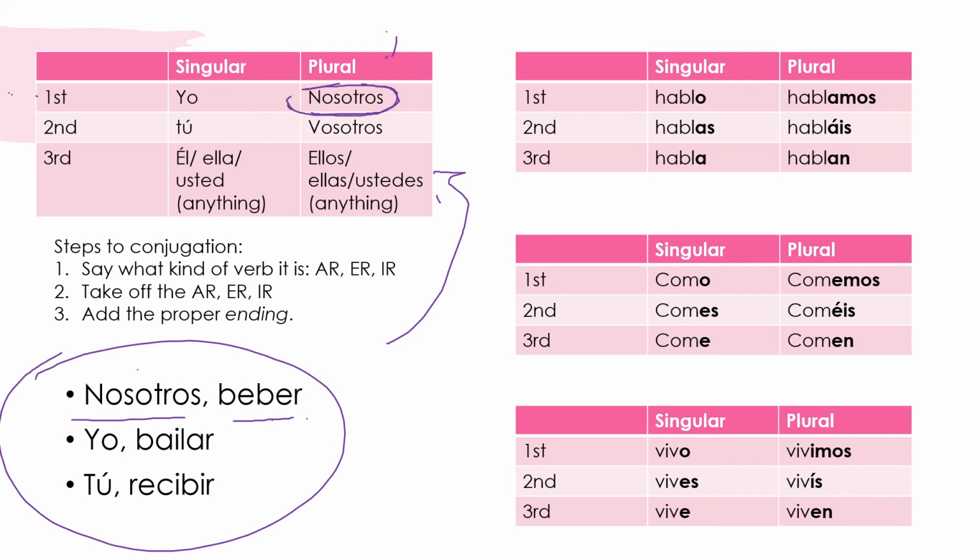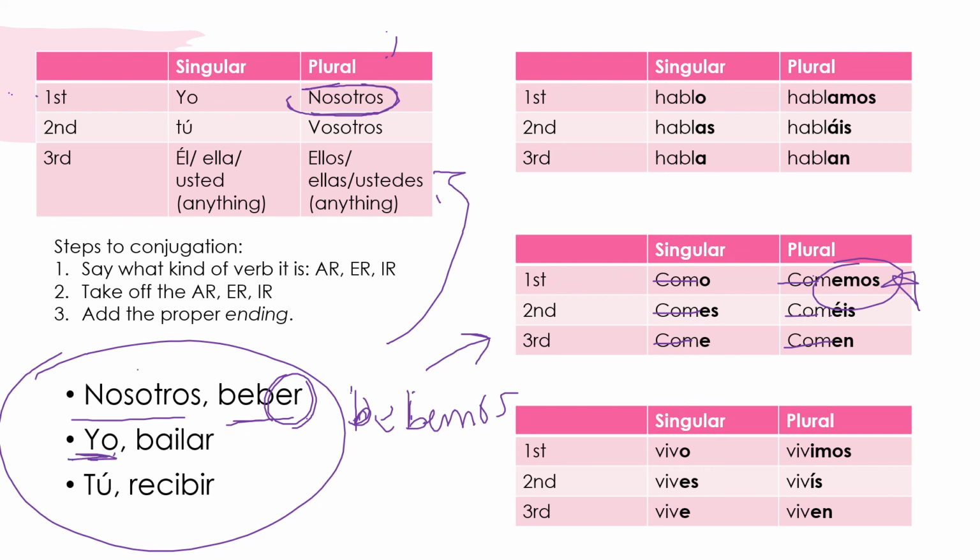Now, what kind of verb is it? It's an ER verb, so I want to go to my ER endings. Now, this is a different verb altogether. However, the endings stay the same. All right, so we're just going to look at those endings. So we have an ER verb, and I want to go to first person plural, amos. All right, now I take my B, E, B, and then I'm just going to add amos, bebemos.